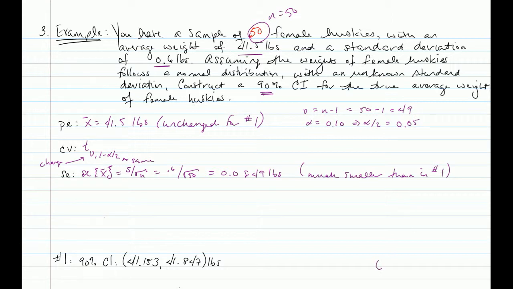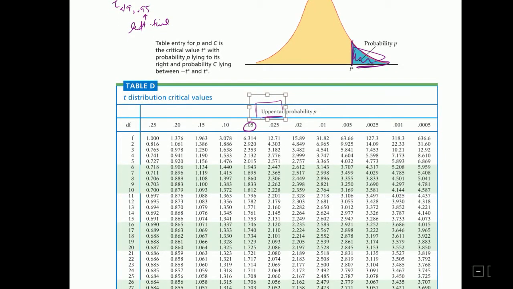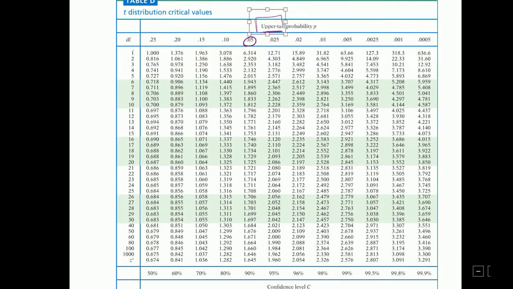So we need to go to the table and find t with 49 degrees of freedom and 0.95 probability to the left of it. So here we are back at our t table, and remember we're looking for a t with 49 degrees of freedom and 0.95 left tail probability. And again, this table only gives us right tail probabilities, only upper tail probabilities. It really emphasizes that graphically and in the header of the table. So 0.95 left tail probability, that's the same as 0.05 right tail probability. So we just need to find that 49 degrees of freedom in that leftmost column.